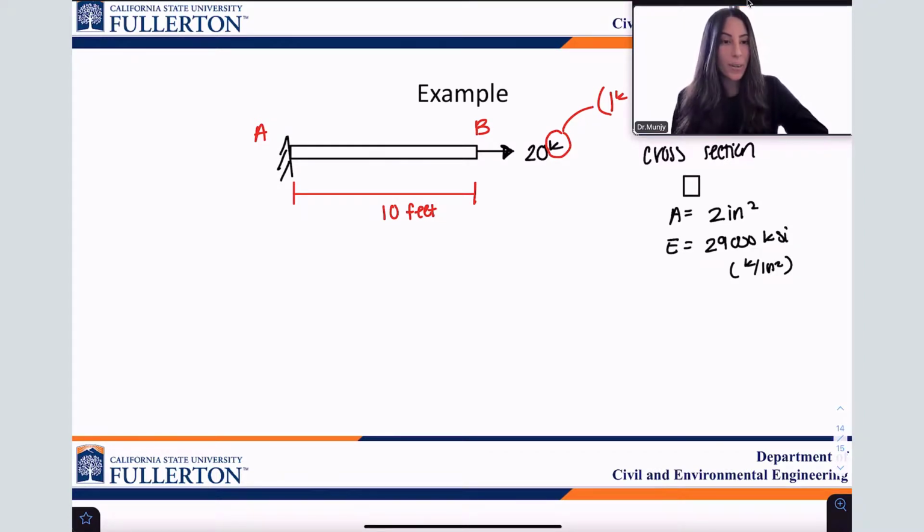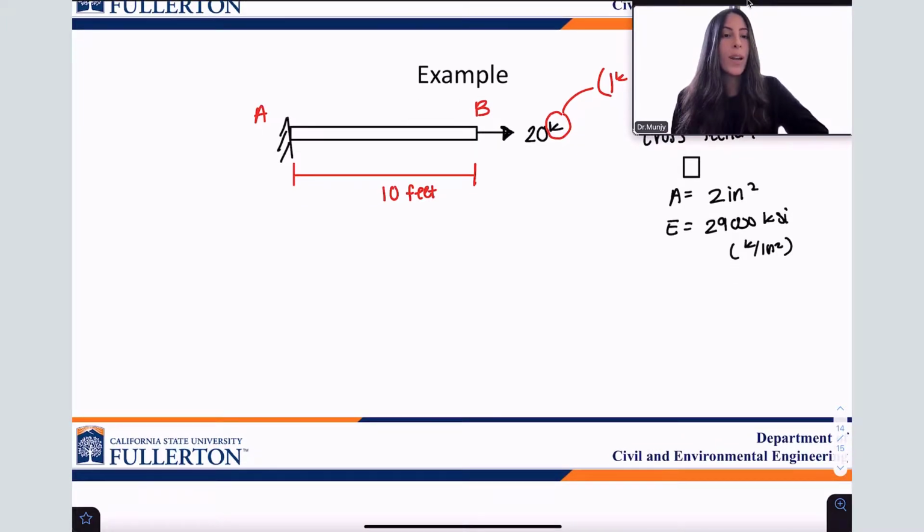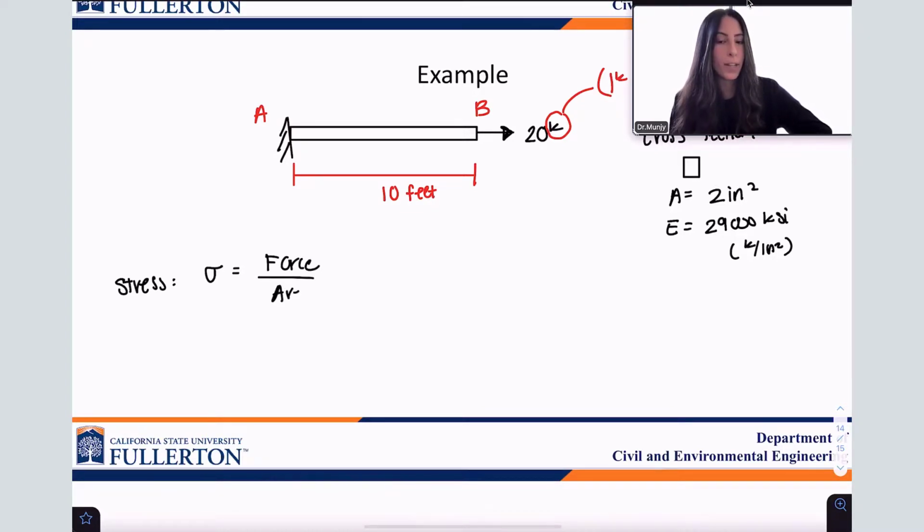Now we have all of the information that we need to solve for this problem. And remember, for this problem, we're going to consider that we are in the linear elastic range, so that Hooke's law does apply. Okay, let's start by figuring out the stress. So stress, or sigma, is equal to force divided by the unit area. Easy, right? We have the force, 20 kips. We have the area, 2 inches squared. 20 divided by 2 is just 10 ksi. Done with that.